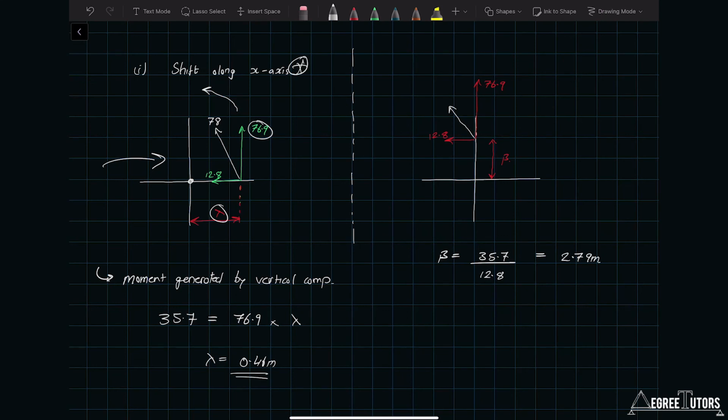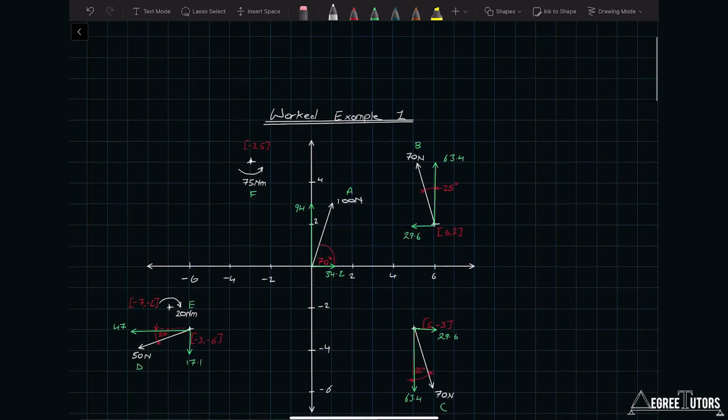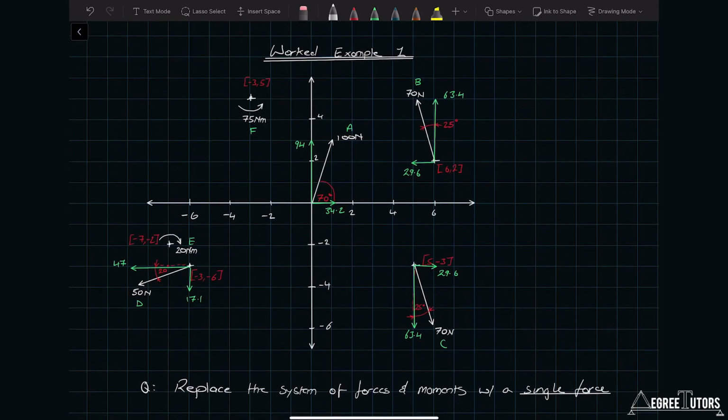So, let's call this option A and option B, either one is an equivalent system for the system of forces and moments that we started out with here. All right, and that wraps up that one.